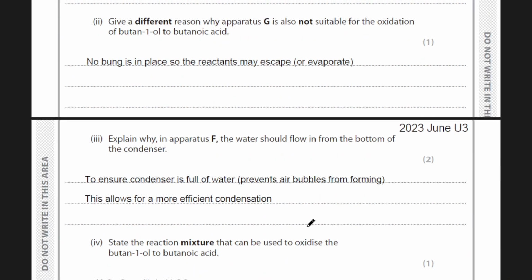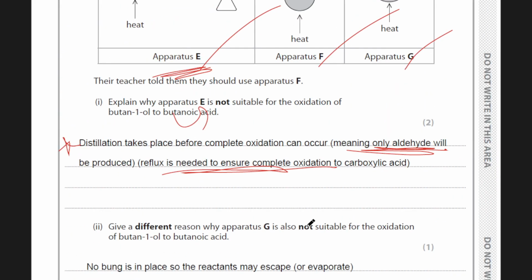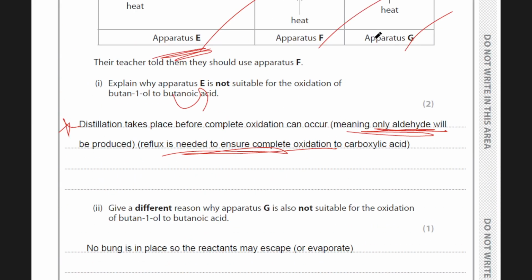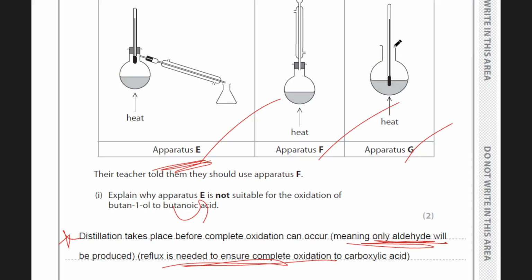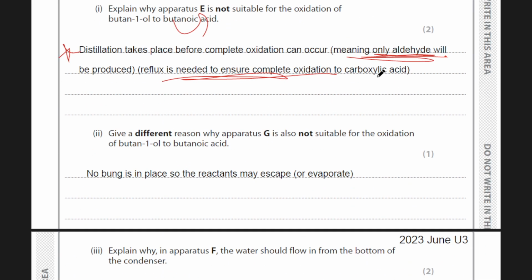Now give a different reason why apparatus G is not suitable for the oxidation of butanol to butanoic acid. If I talk about apparatus G down here, what is happening is that we do not see any bung. Do we see any bung? We do not see any bung in this round bottom flask. So the reactants are obviously going to escape or evaporate. So even though the oxidation takes place, it's not going to work.